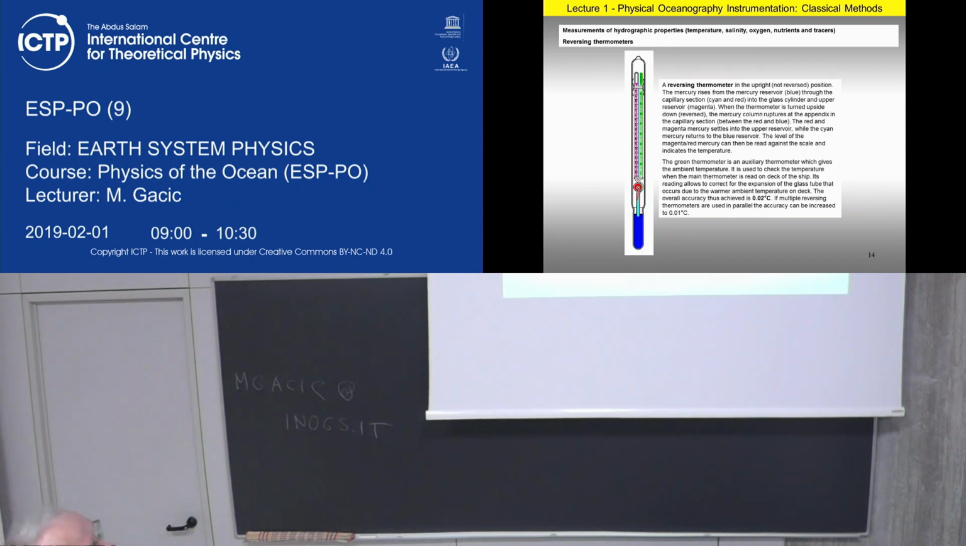So this is the green thermometer, an auxiliary thermometer which gives the ambient temperature. It is used to check the temperature when the main thermometer is read on deck. Because on the other hand, you have also another problem.